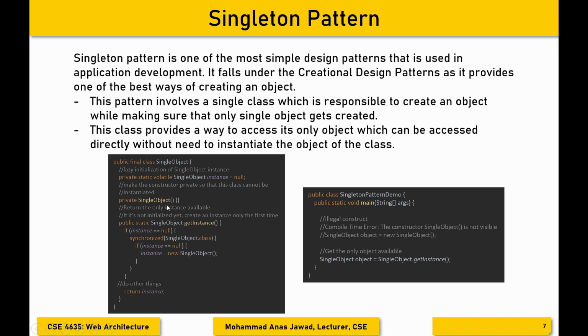Next, we have a constructor. Now, what you need to notice about this constructor is that it is private. Whenever we define this constructor as private, we are basically preventing any other class from creating any object of this class, because the constructor is private, right?